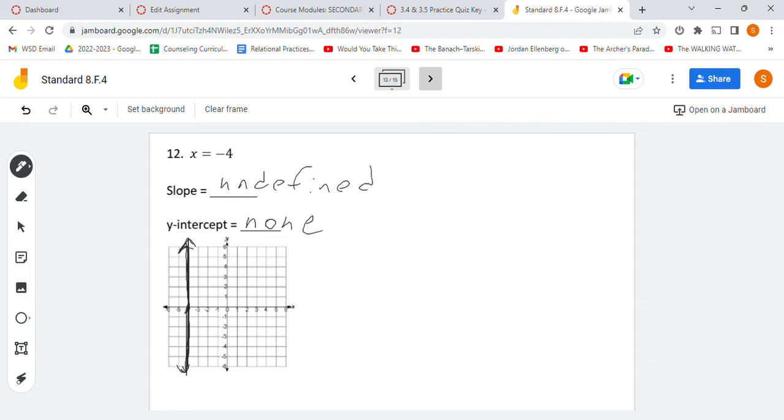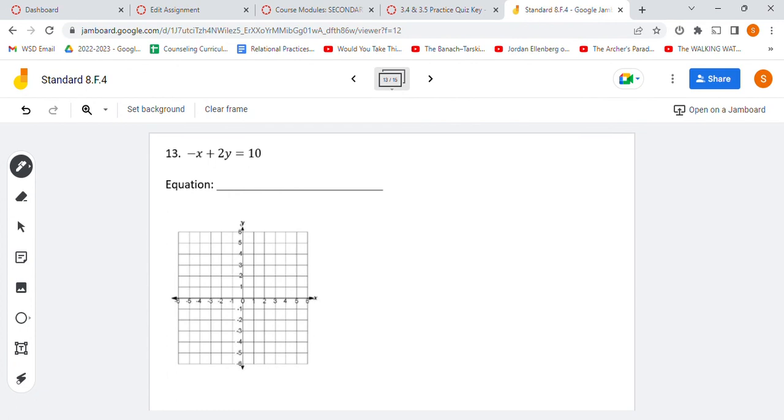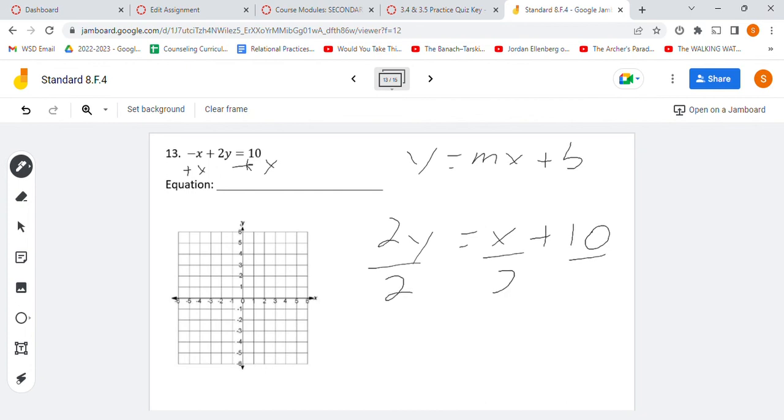On the next two questions, we want to get slope-intercept form, y equals mx plus b, but it doesn't start off that way. So we need to rearrange this to solve for the y value. If we do that, then we will have it in slope-intercept form. So we're going to do that by adding the x to both sides. That will give us 2y on the left. And over here I'm going to write this with the x first, so positive x plus 10. And then we're going to finish this out by dividing by 2. I need to make sure I divide both of these by 2.